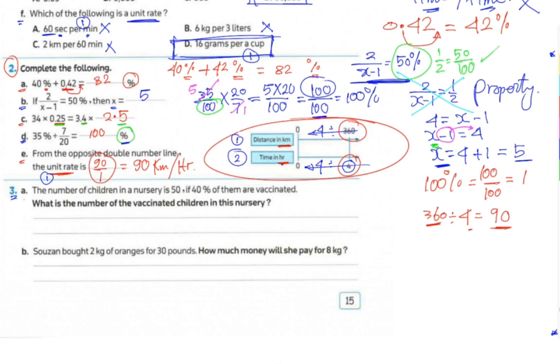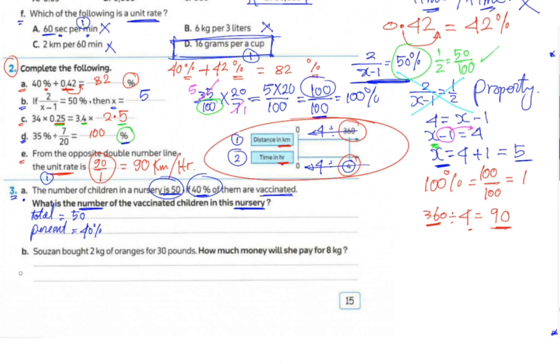Answer. First, point A. The number of children in a nursery is 50. That's the total number. If 40% of them are vaccinated, what is the number of vaccinated children in this nursery? So I have the total number of children, 50. How many of them? 40% of them. So the percent here is 40.